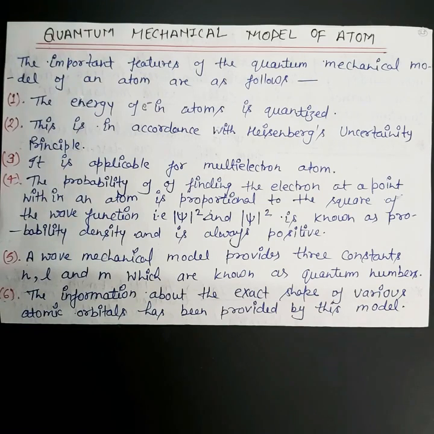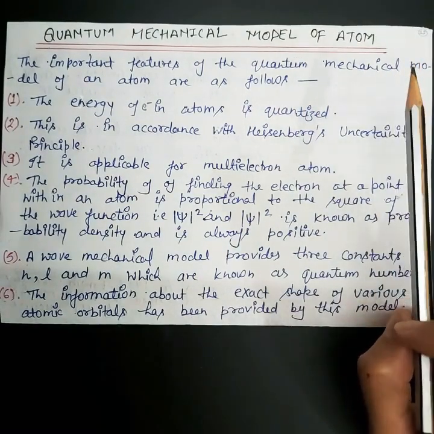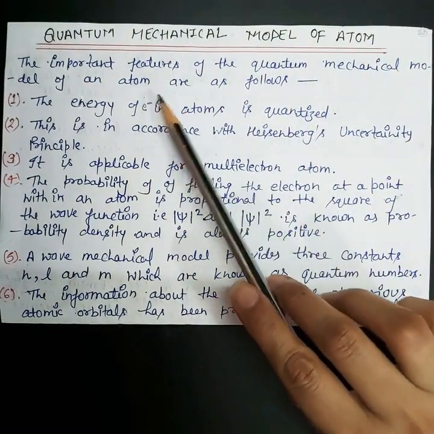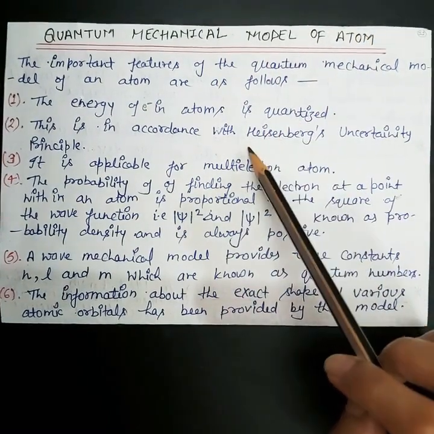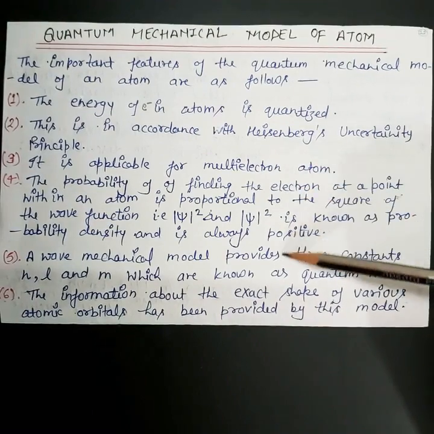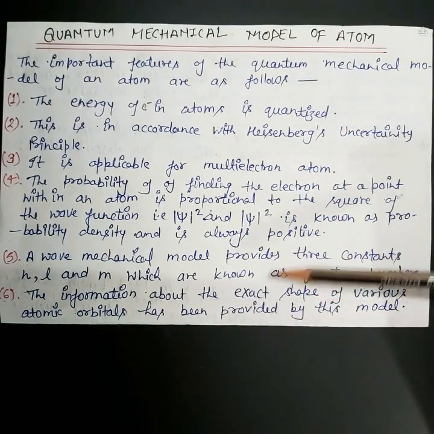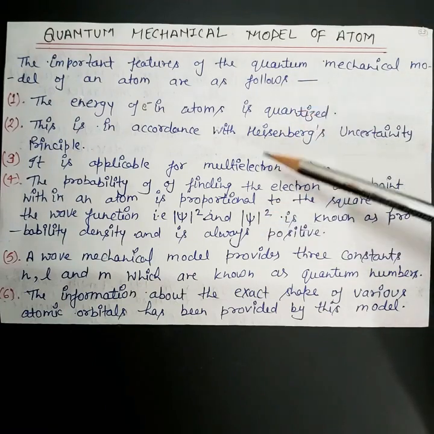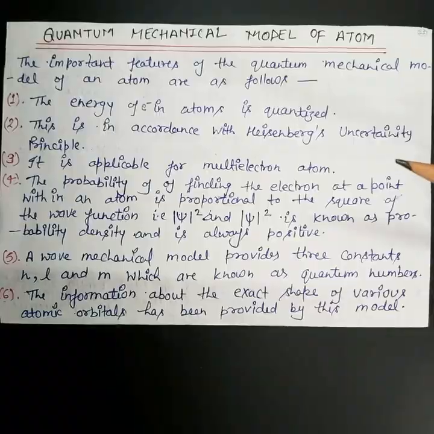So, to avoid the limitations of Bohr's theory, a new theory came into light which is known as the quantum mechanical model of atom. But before we discuss the postulates of the quantum mechanical model of atom, we have to understand some terms which are used in the postulates of this model. So first we'll discuss the terms and then we'll discuss the postulates of this model. Let's start.